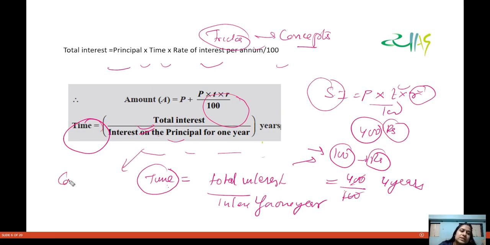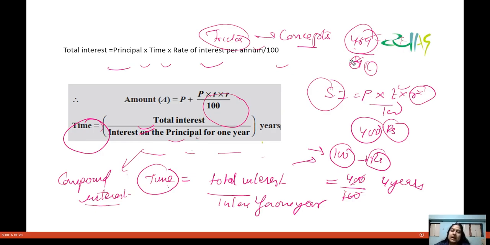But we cannot do this in case of compound interest. If we have to do it for compound interest, for example, in the last question we saw our interest was something like 464. But if it is divided by 4, then definitely you can calculate the time. If it is divided by some average value given, then we can calculate the time. But this is not a very feasible formula for compound interest.